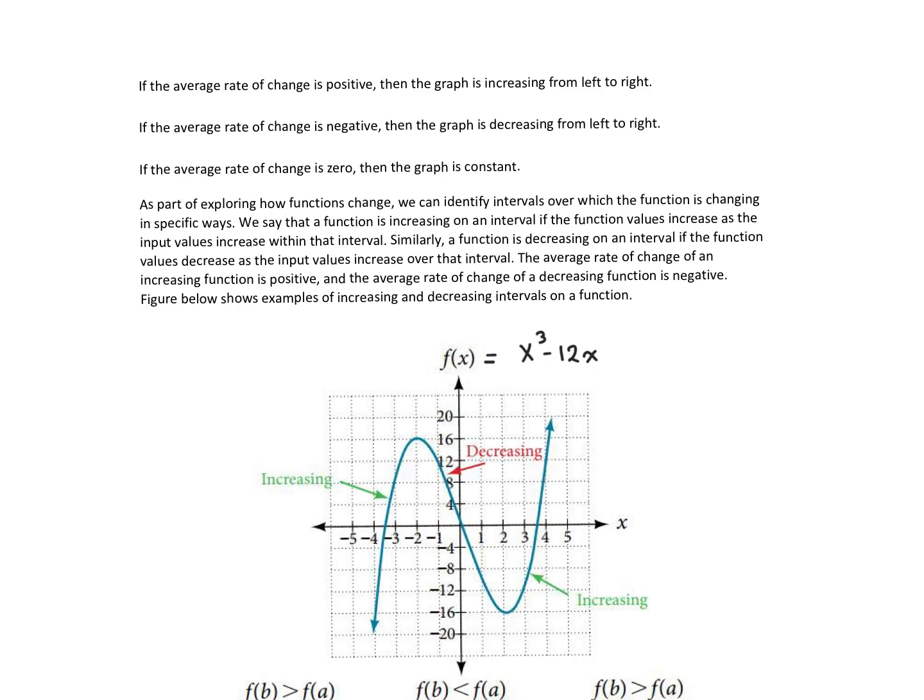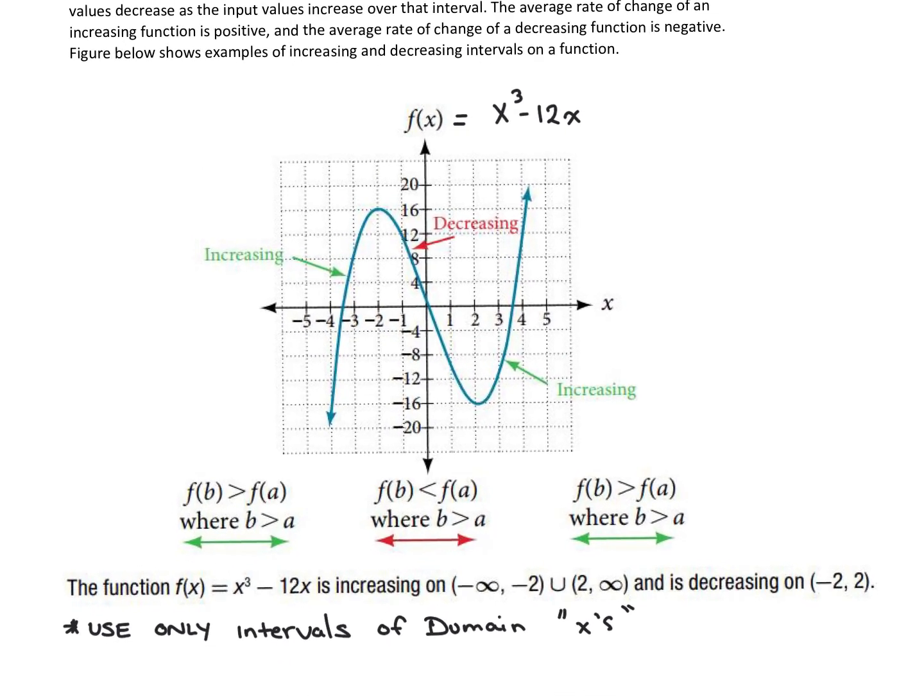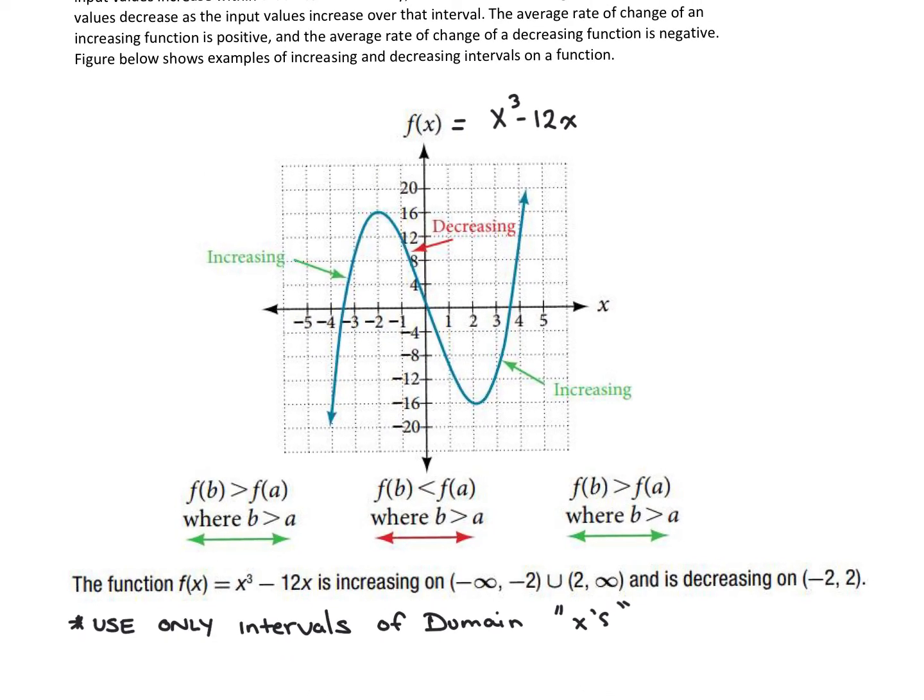So we're going to identify the intervals over which the function is increasing, decreasing, and constant. Now this is an interval of the domain, so we want to look only at the x values. This is the function x cubed minus 12x, and I'm going to indicate on here the high points and the low points. On this point right here, we have negative 2, 16. And down here, the low point, we have 2, negative 16.